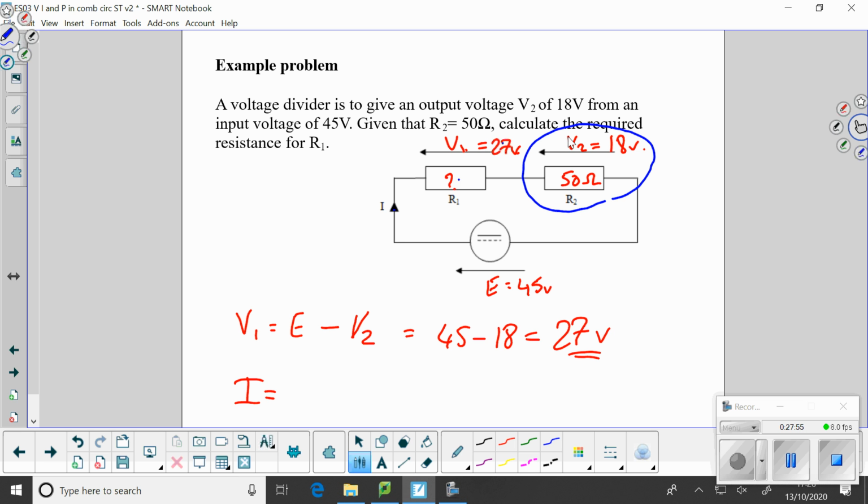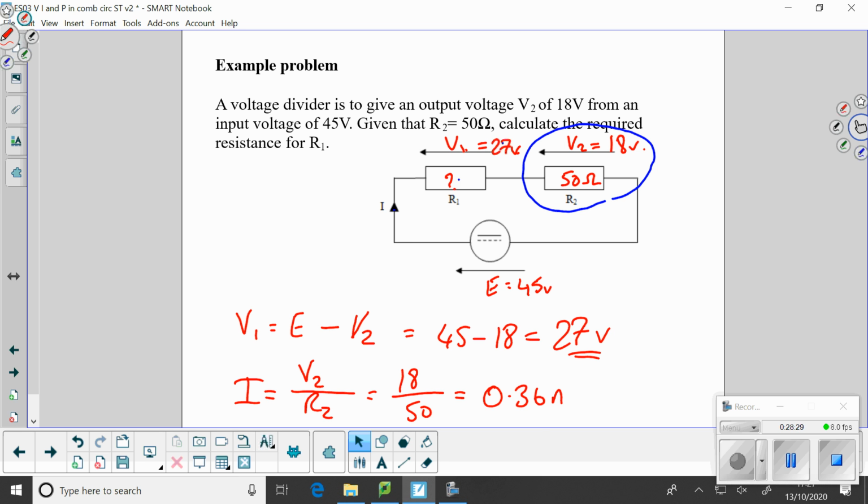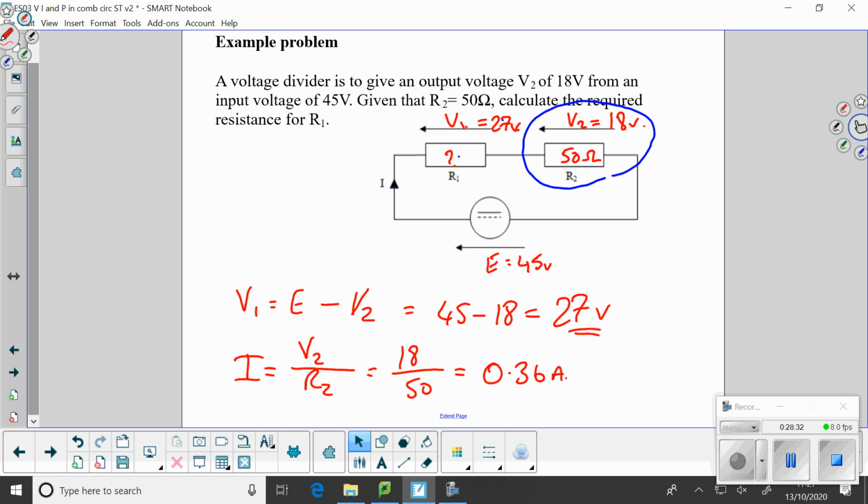So we need to do I equals V2 divided by R2, 18 volts divided by R2. That's 18 over 50, which is 0.36. Now, we know that that's 0.36 amps.